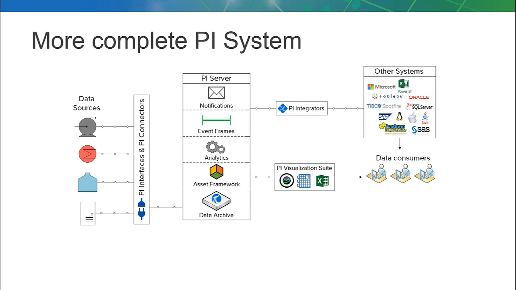Here we see a more complete picture of our simple PySystem architecture. We have a few data sources sending data to a variety of interfaces. The PyInterfaces collect data from the data sources and send them to the data archive for storage. AF can be used to organize and enhance that data.